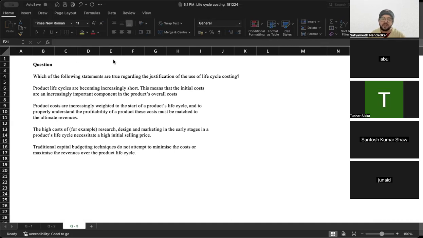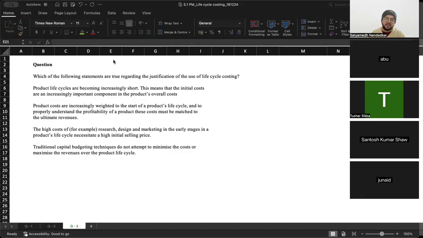See, if the product life cycles are short, what does that mean? That means you don't get that much time to make people aware of the product. You do not get so much time to create that awareness. So you have to go on an aggressive front foot in terms of marketing, and the product model has to be really kick-ass for people to like it. So the first statement is correct that there is an increasing focus on the initial cost.